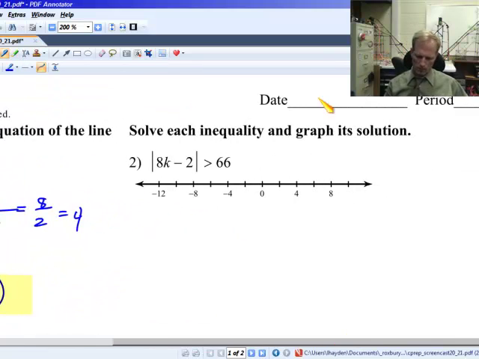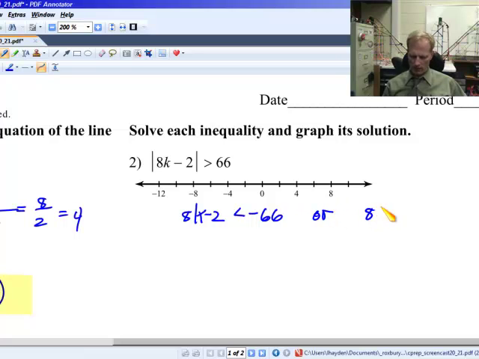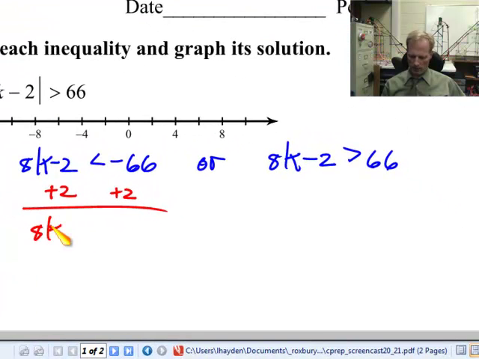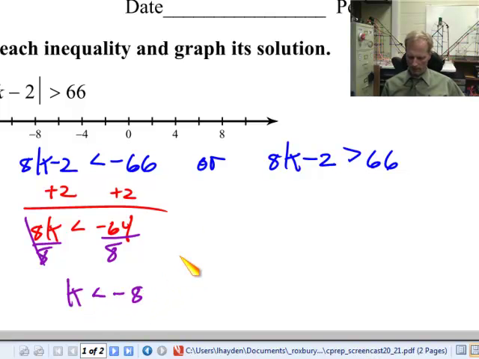Alright. The next one, this is an absolute value inequality, and it's a greater than case, so I'm always going to solve the greater than case by writing two inequalities that do not have absolute value symbols. And one of them is going to look like that, and the other one is going to look like that. So now let me solve each of them independently of each other. And I get 8k less than -64. Then I'm going to divide by 8. And I get k less than -8.